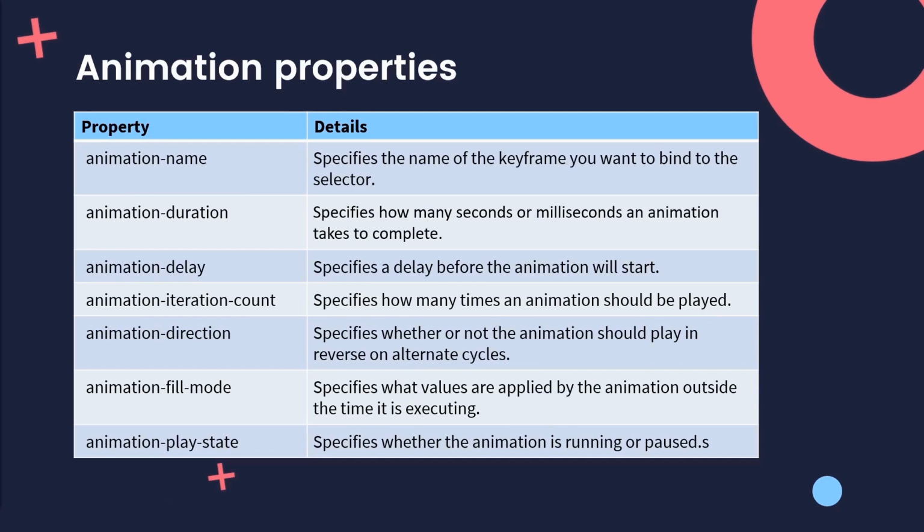Apart from this, we should also set the animation duration, and usually we do this in seconds. We can also delay an animation with the animation delay property in the event that we want to give the animation a bit of time before it actually starts or initializes. And then we can also loop through an animation to ensure that it plays a certain number of times by using the animation iteration count. We can also set the direction of the animation, and we can use the animation fill mode, which specifies the value applied by the animation outside the time that it is executing. And lastly, we can either pause or play an animation given any state.